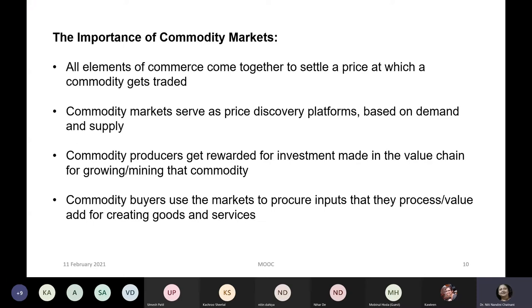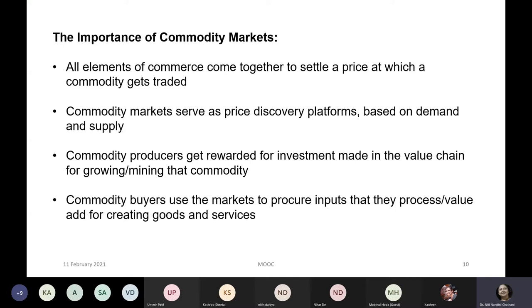So that is where the entire unhappiness or confusion is arising from. So that tells us about the importance of these agricultural commodity markets, because for the farmers, it means this is where I will be going to sell my produce. So that's what is the importance of commodity markets.